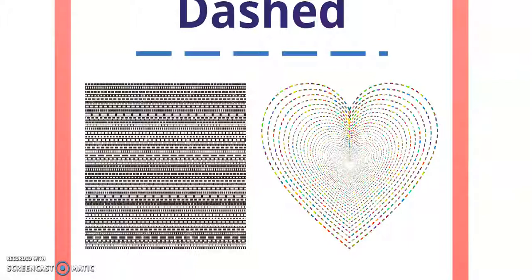So you can see here, dashed lines were used to make a heart, and dashed lines were used to create a pattern with just black and white. Thanks so much for learning about lines with me, and I'll see you soon.